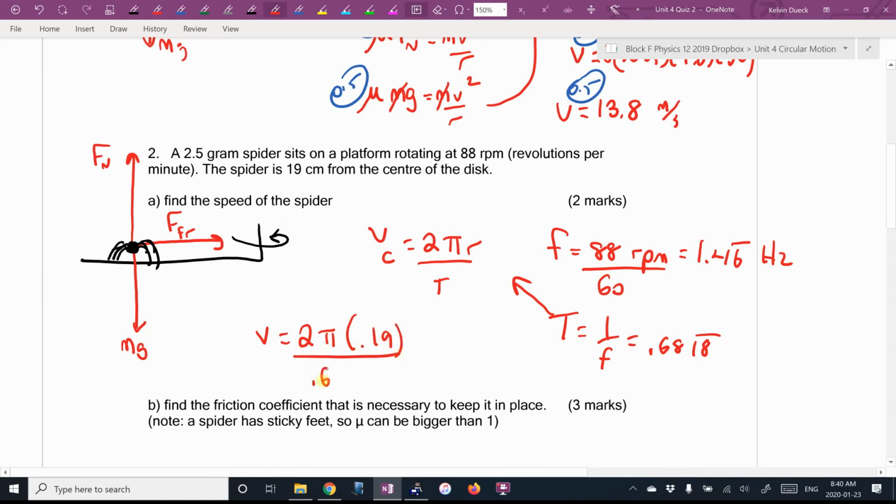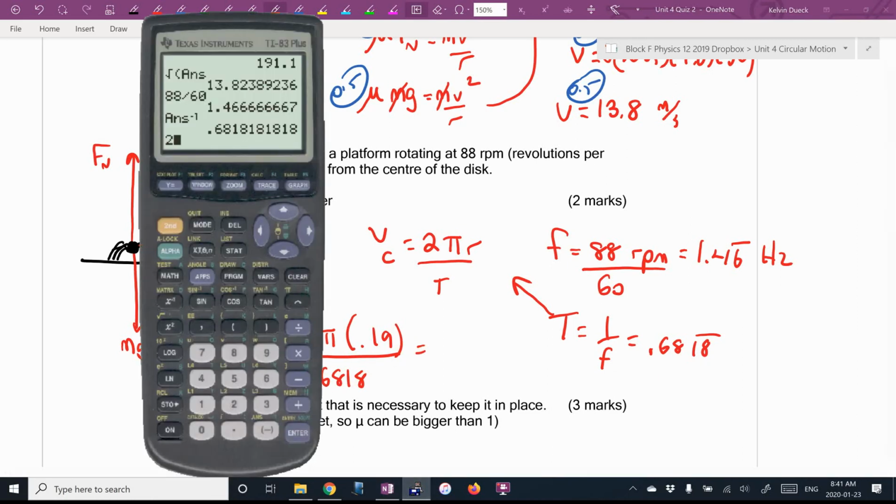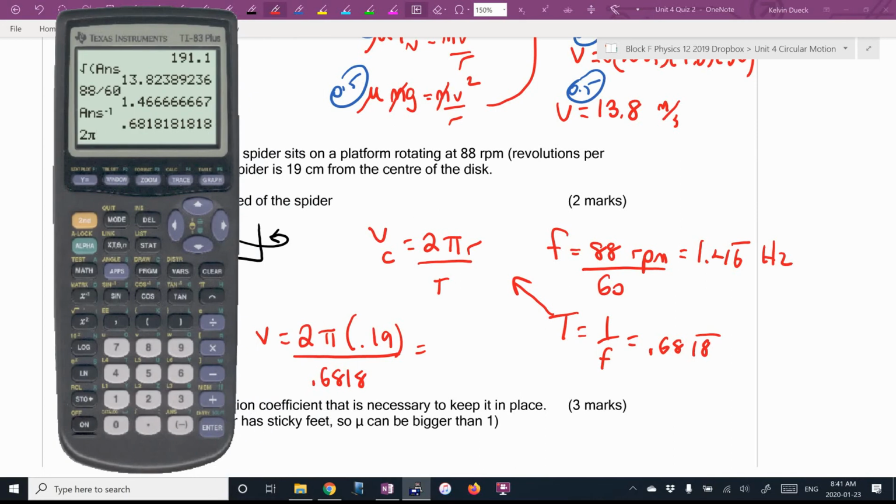all over 0.6818, but I'm going to use my answer button. 2 pi. By the way, please use your pi button. I've seen some people typing 3.14. You're less accurate and more typing. Find your pi button, please. Times 0.19 divided by answer button.